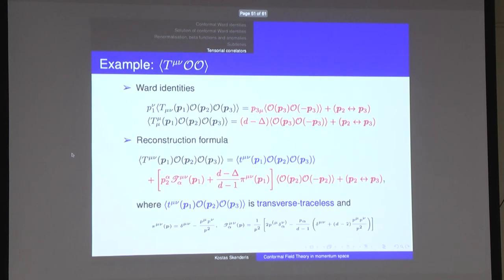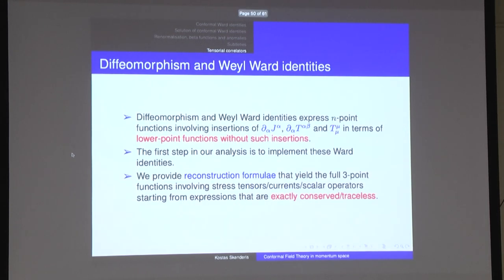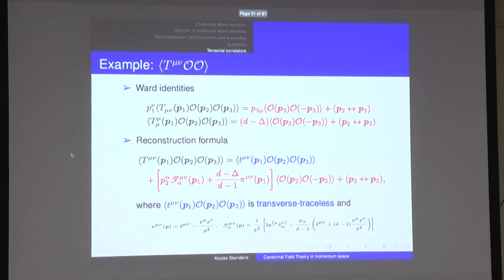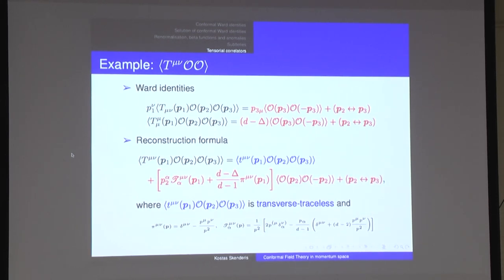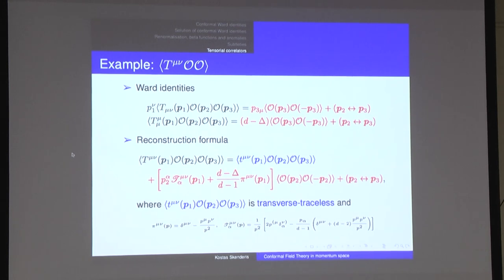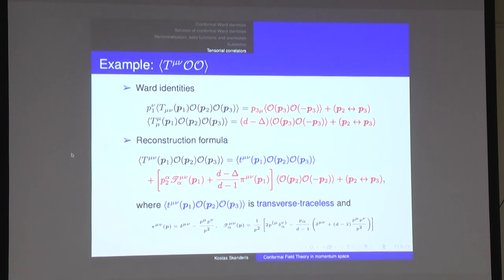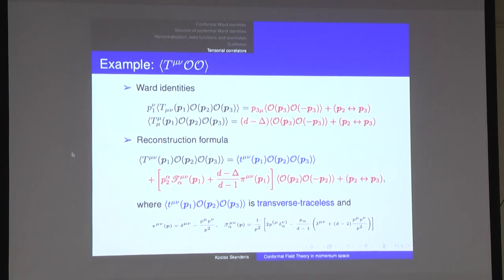Let me skip this and that. And so here I say when you have diffeomorphism Ward identities, this allows us to express correlators that involve this object in terms of correlators without these insertions. For instance, if you have the insertion of the divergence of the energy momentum tensor in this three-point function, it is equivalent to two-point functions, just the energy momentum tensor. And similarly, if you have a trace, the trace is given by two-point functions.